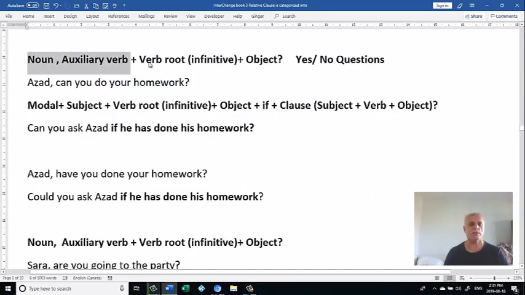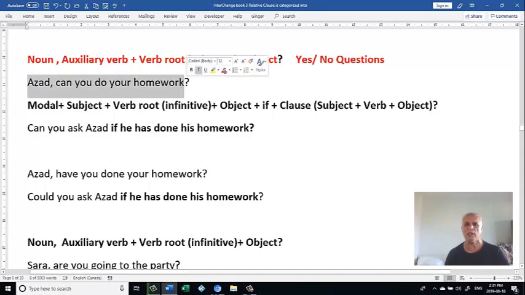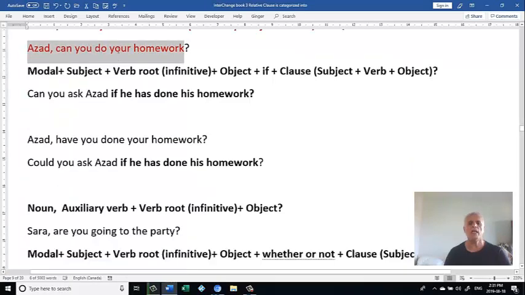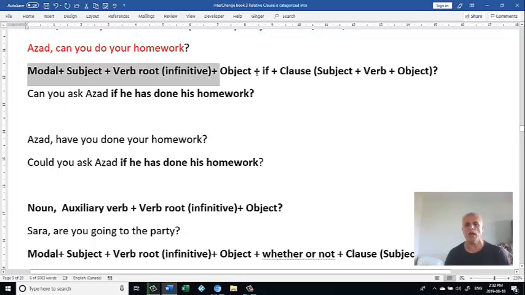Noun, which is the auxiliary verb, then we have the root of the verb, the infinitive, then we have the object. Then we call this one a yes or no question, because somebody is asking somebody else. We have Azad. Can you do your homework? Sometimes we say please. Sometimes maybe you give them an order. Can you do your homework? Then if we make this one indirect, this is direct. Then we say indirect request, we say modal, subject, root of the verb, infinitive, object.